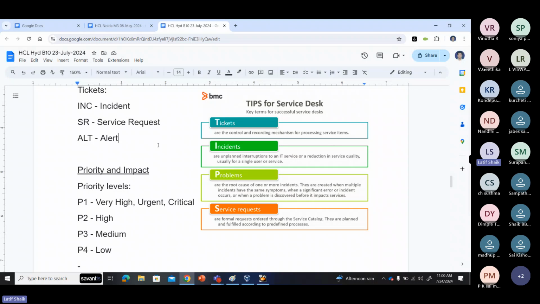Next, unplanned downtime. Unplanned downtime means the server suddenly stops working. Service is down, server is down. Suddenly it occurs and we don't know. That is called unplanned downtime.